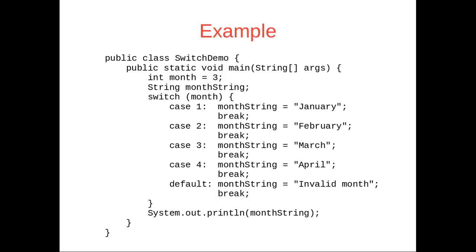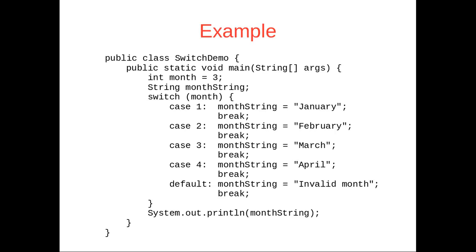Let's see an example of switch cases. Here we have taken a class SwitchDemo, and here our main method is there. Here I have taken an integer variable and initialized it to 3, and a String variable, monthString, and here our switch case is this. Inside the switch I have passed an argument, month, and inside our switch body we can see case 1, case 2, case 3, case 4, and default.